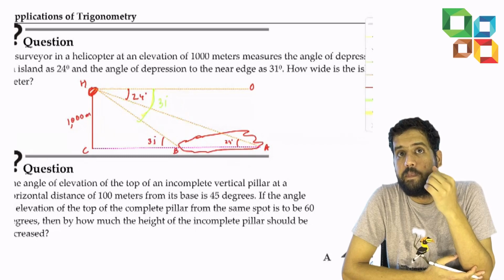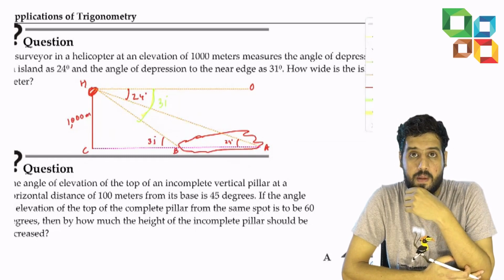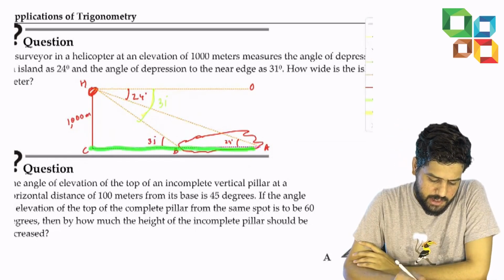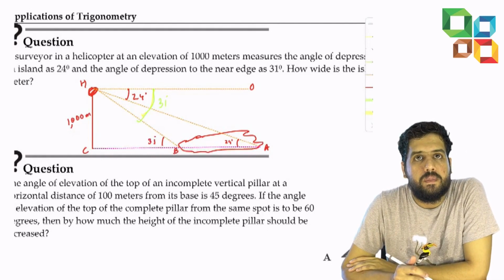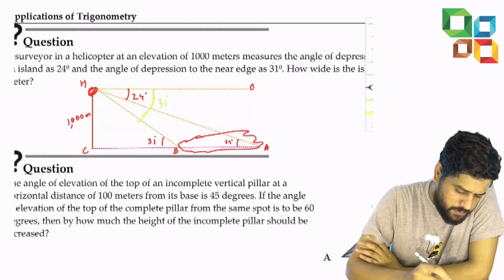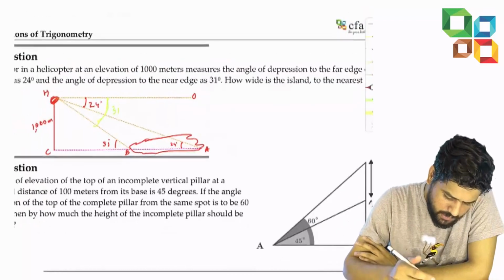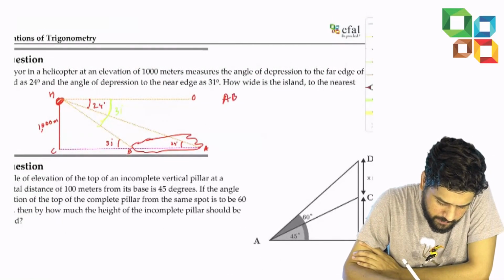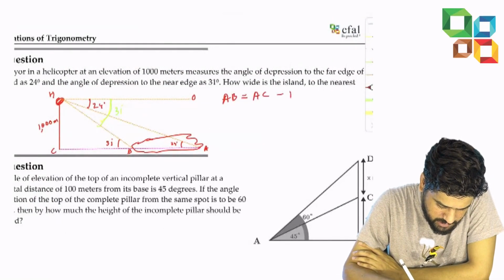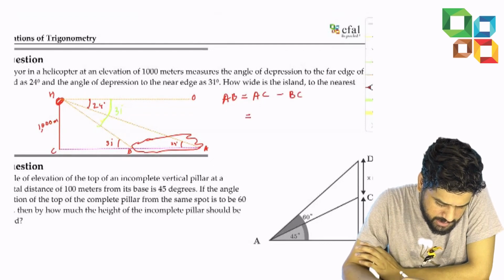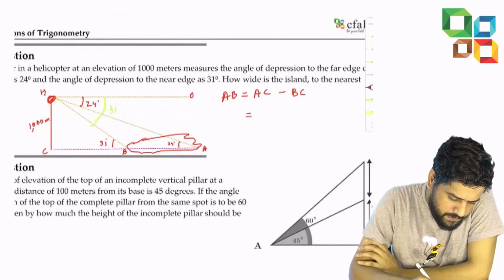Pranav? Yes, sir. What about AC? Can we calculate AC? Yes, sir. How? Then AC minus BC, right? So AB is nothing but AC minus BC. And how much is AC? How do you calculate AC? This length.